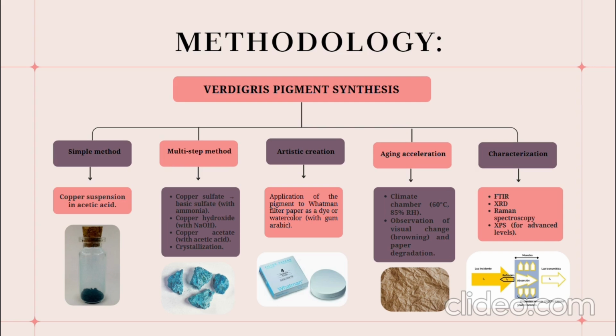4. Visual and chemical analysis. Changes such as paper browning and support fragility were observed, caused by pigment oxidation reactions and cellulose degradation. In advanced courses, techniques such as FTIR spectroscopy were applied to study chemical transformation.